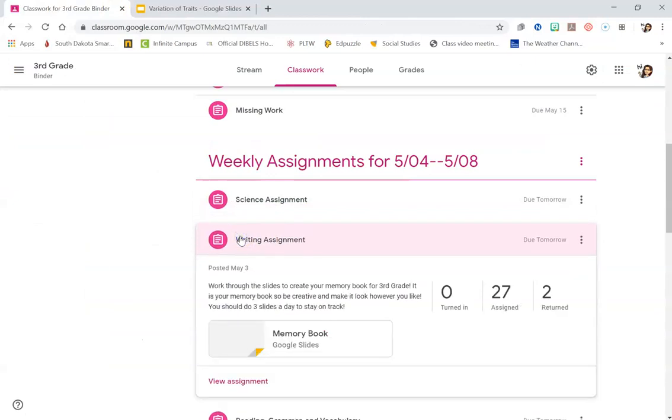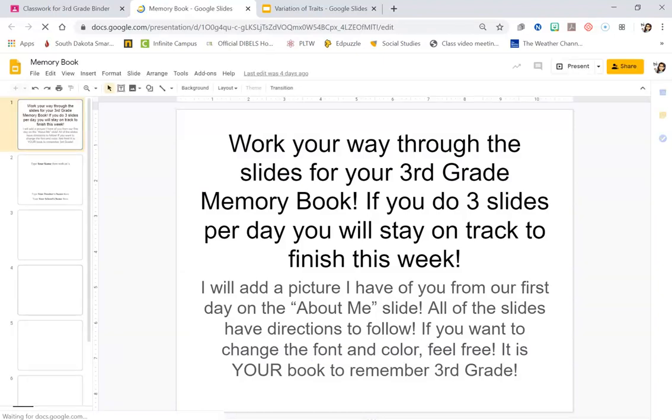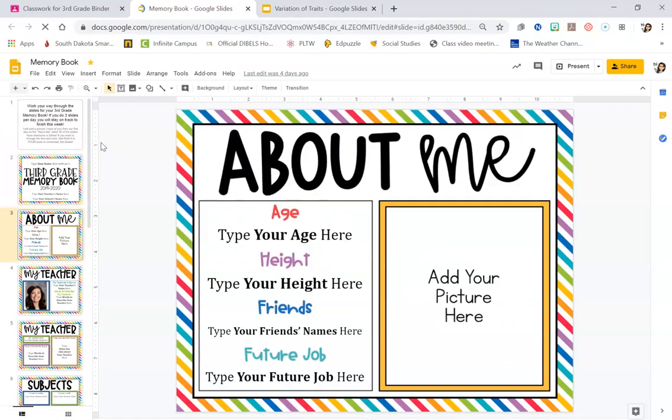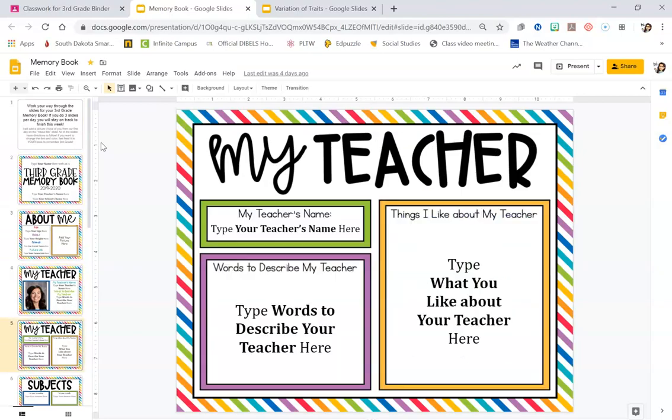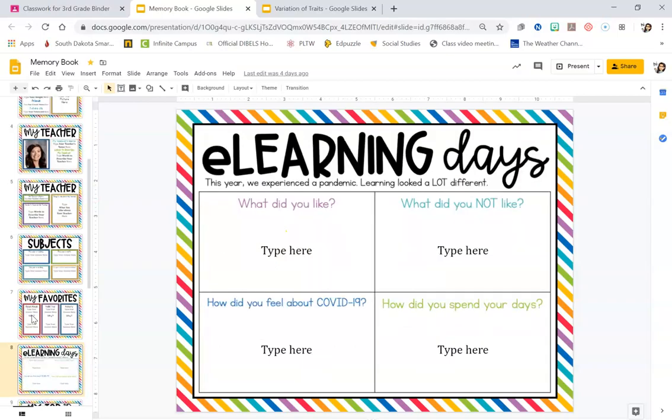All right, let's go ahead and click on writing. Writing assignment, you are still working through your memory books. If you are done with all of your slides, what I want you to do today is go through and double check, make sure you have them all filled out. Yesterday, when I was working with somebody, they were missing capital letters for their read aloud right here. Right? They didn't have their book title capitalized. So make sure that you have capital letters, okay?